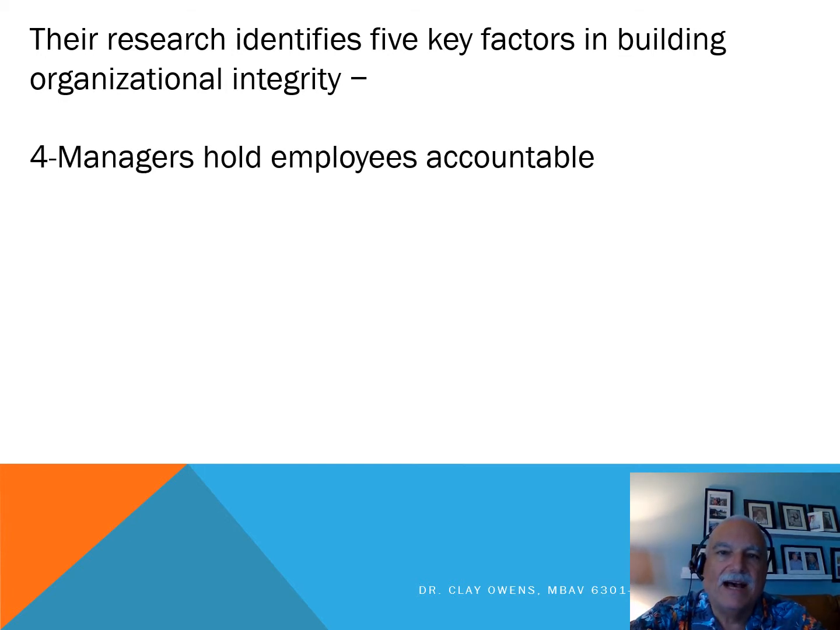Research identifies 5 factors in building organizational integrity. Number 4, managers hold their employees accountable. If an employee messes up, you call them out on it, you talk to them, you deal with them. It doesn't always mean you're real hard on them. It doesn't always mean that you fire them. But it does mean that if you see a supervisor doing something wrong and you're over them, then you correct them. You make sure that they do things more in keeping with your policies.